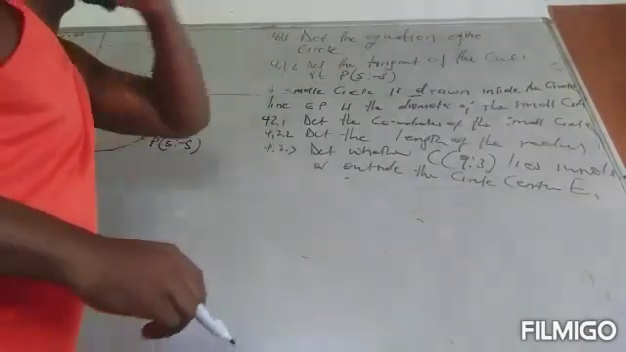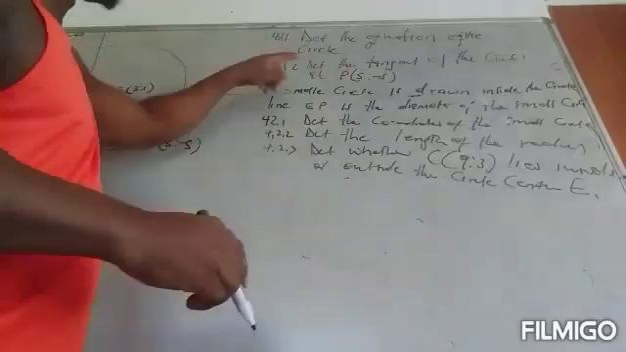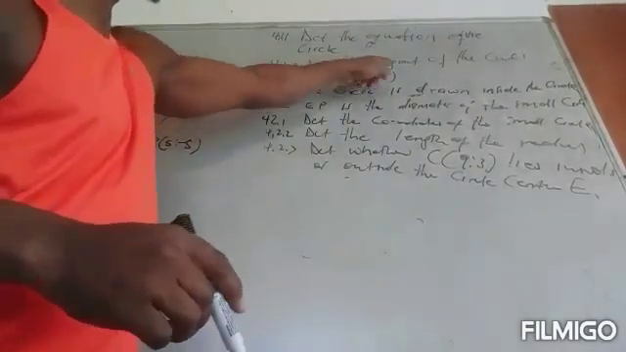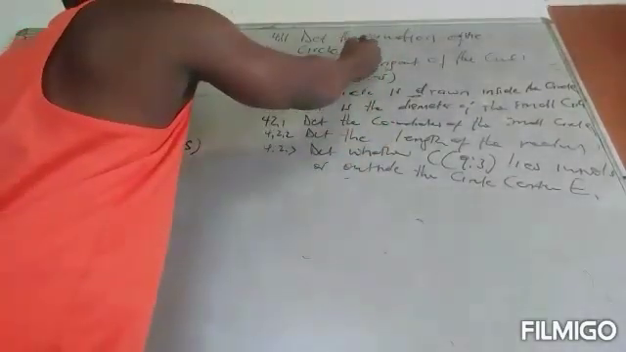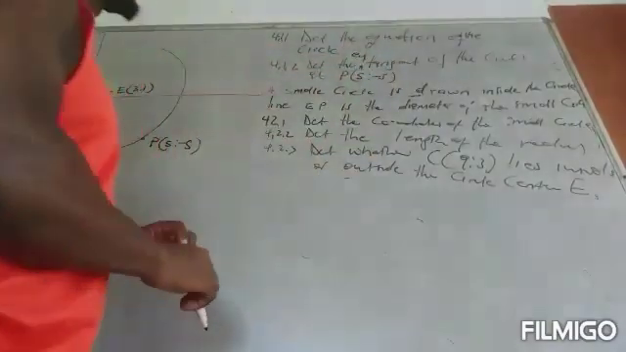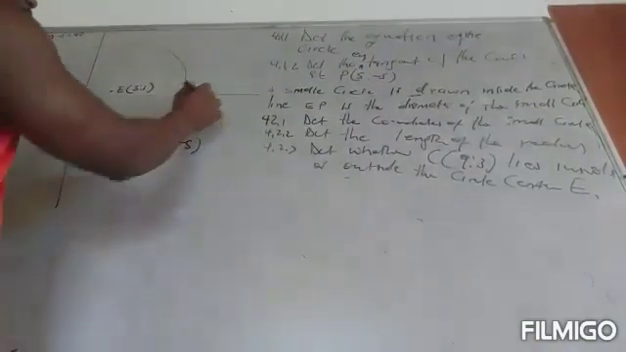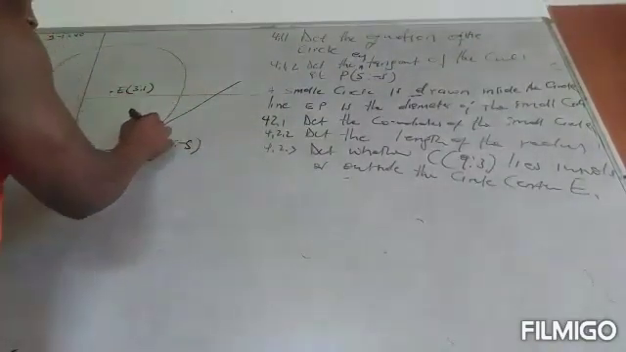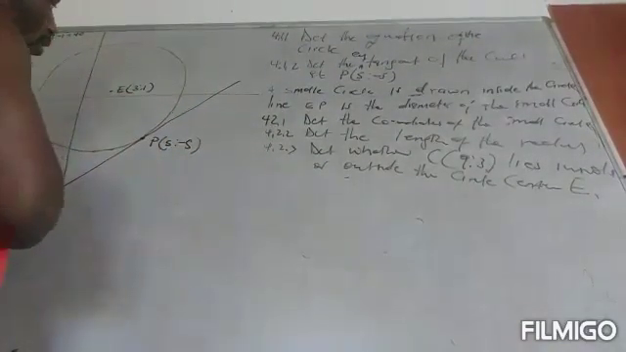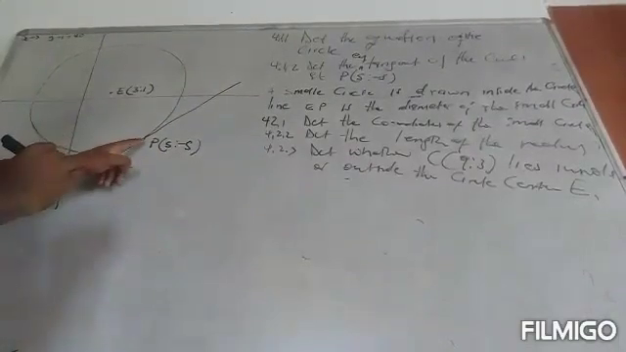4.1.2: determine the equation of the tangent to the circle at P. Where is P? There is P. So it's the equation of the tangent at P.